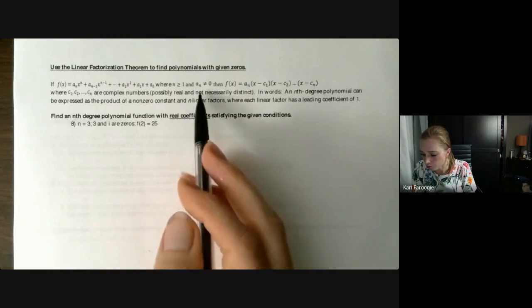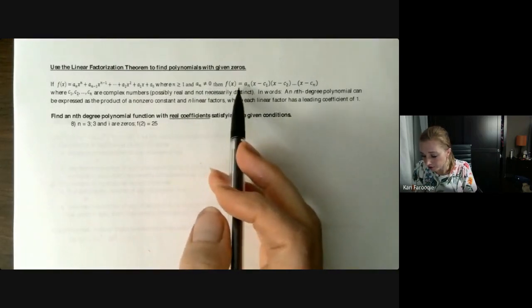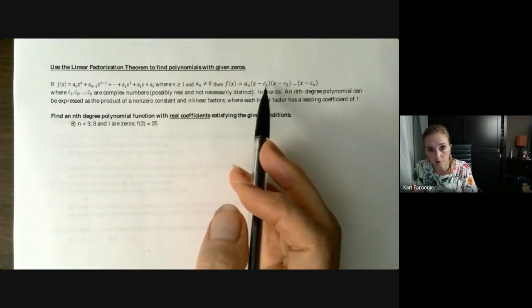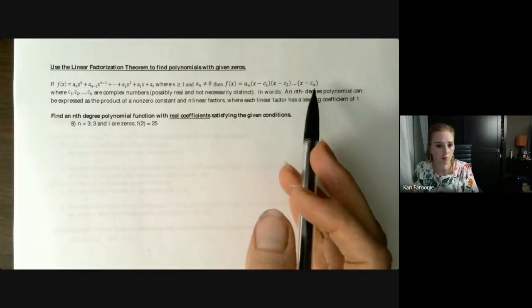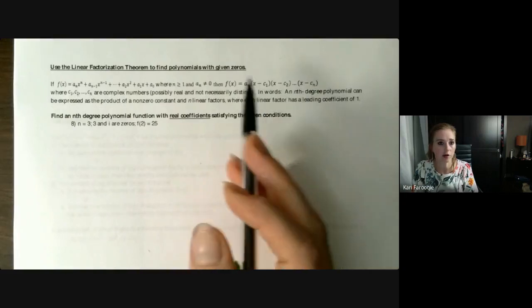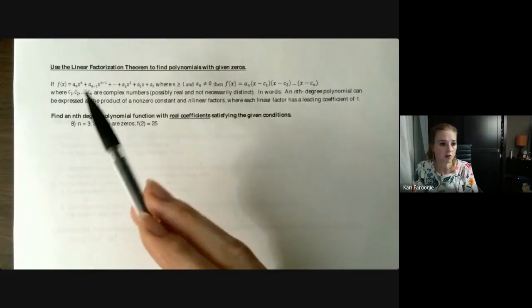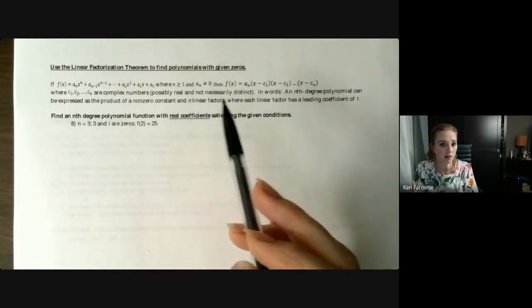So if you have this polynomial function, n is greater than or equal to 1, a sub n is not equal to 0, then f of x can be written as a sub n times x minus c sub 1, which is one of your zeros, x minus c sub 2, x minus c sub n as your last factor. So you can write this in factored form. So c sub 1, c sub 2, and c sub n are complex numbers, possibly real, not necessarily distinct.